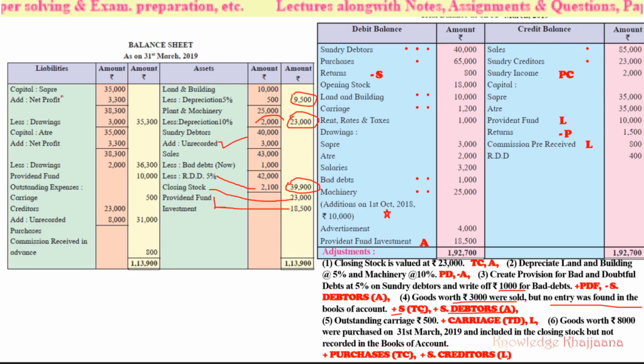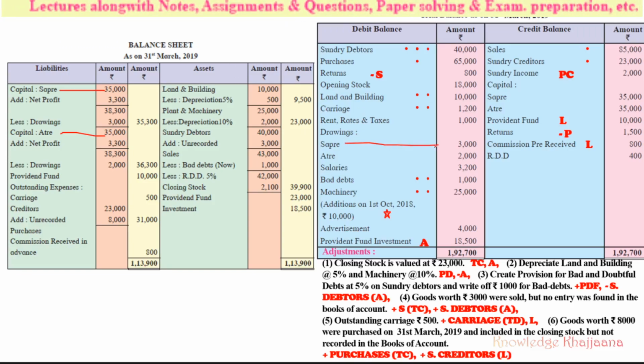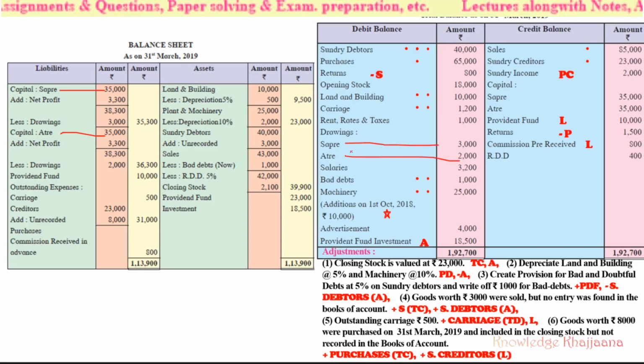Okay, same on the liability side. Capital of Sapre rupees 35,000, and for Atre rupees 35,000, the same. Then drawings. We have recorded the capital of 35,000 and 35,000. Then drawings of rupees 3,000 and 2,000 of Sapre and Atre respectively.